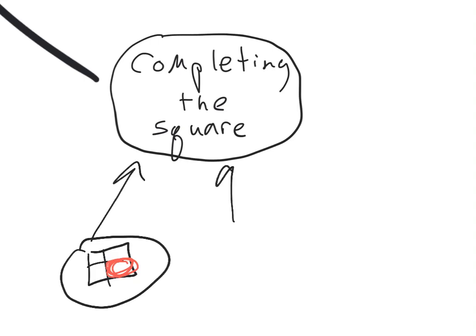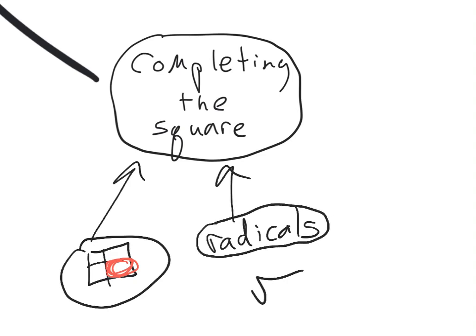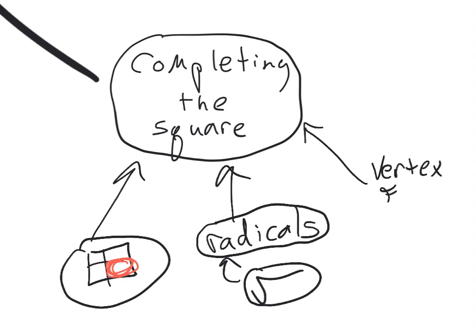Some other things that we're going to need are we're going to need to know or remember things about radicals, and in particular square root, as that will be how we will use completing the square to actually solve things. The big thing about completing the square is it gives us vertex form from standard form.